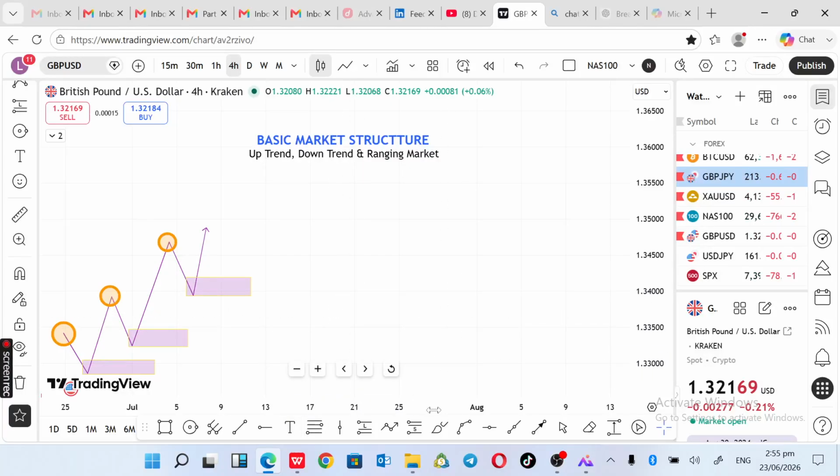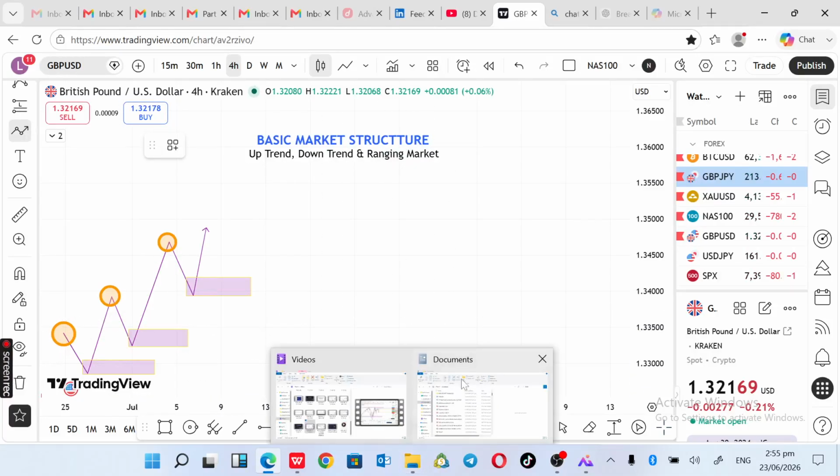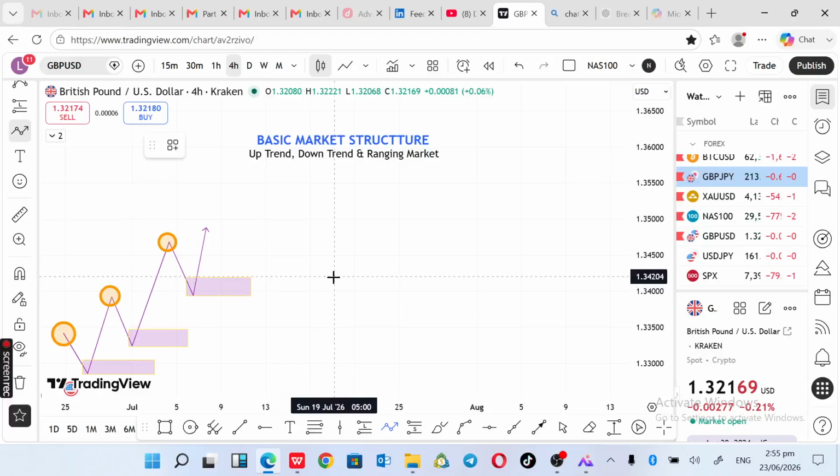But if this market is on the downtrend, now that's another type of market structure. We have the uptrend. On the uptrend, what we basically do is we buy the market. When the market is on an uptrend, you want to buy the market. So if this market now is on the downtrend, you will notice something like this.